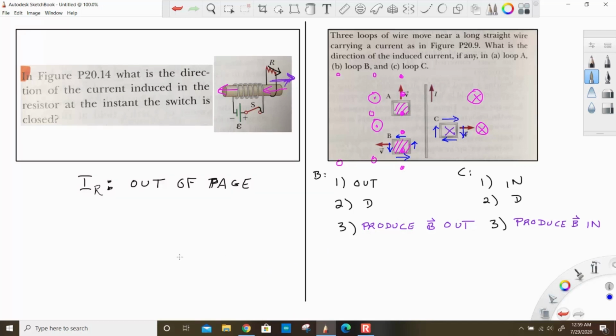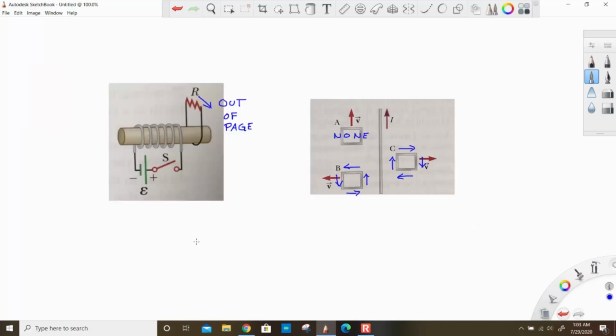Okay, let's clean this up a little bit so that it's easier to see the answers. Okay, here are my answers. If you got something different, go back and see where you and I started drifting apart in our logic.